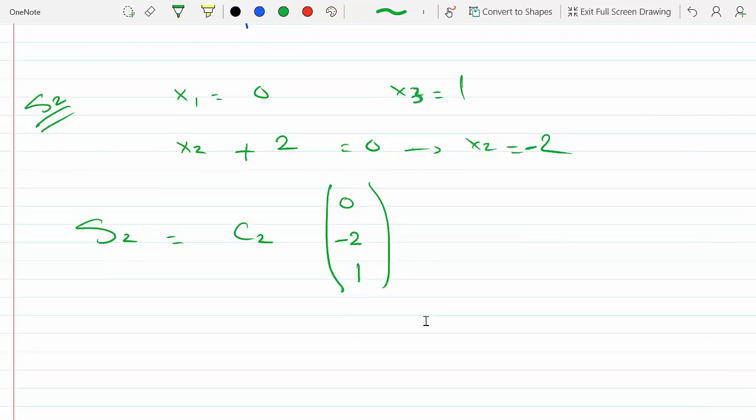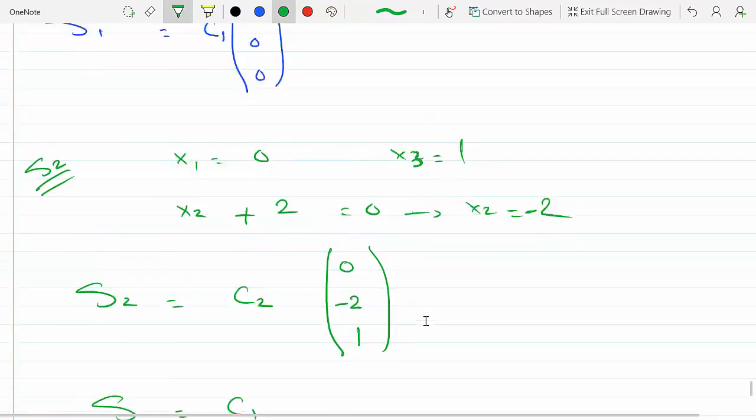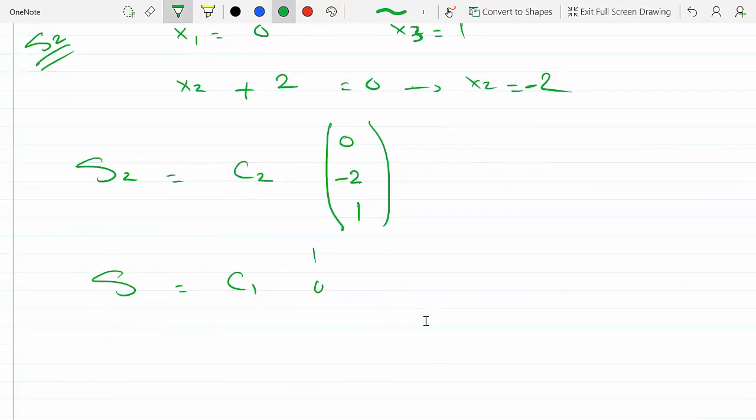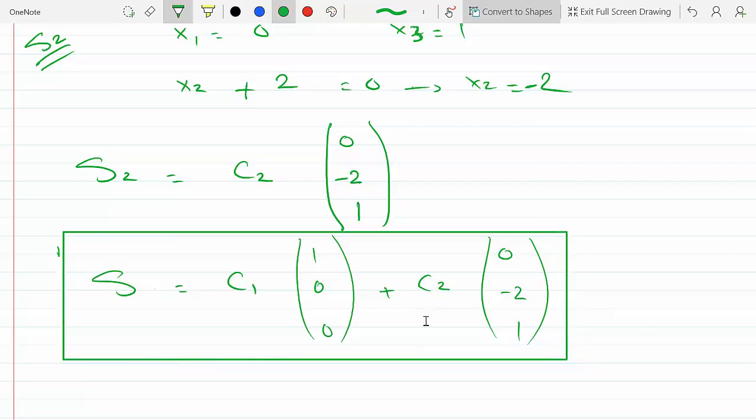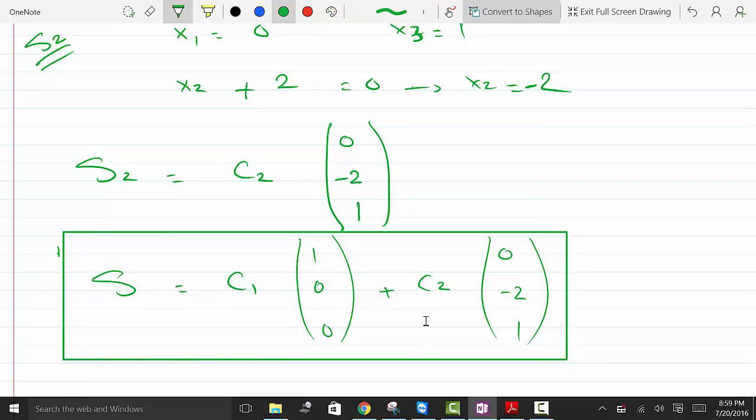So therefore my general solution is C1 times 1, 0, 0, plus C2 times 0, minus 2, 1. So the special solutions are 1, 0, 0 and 0, minus 2, 1. What do you say, Ben?